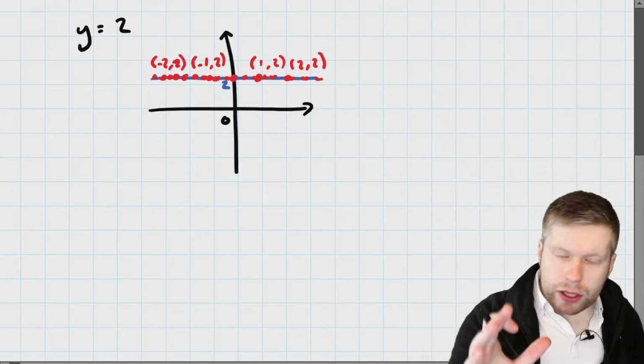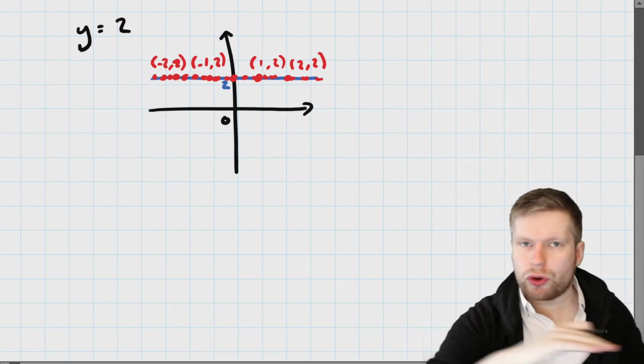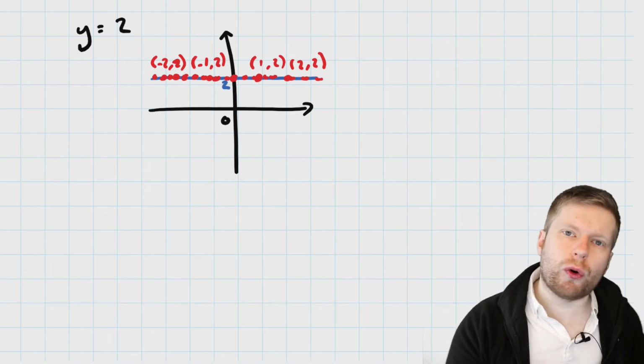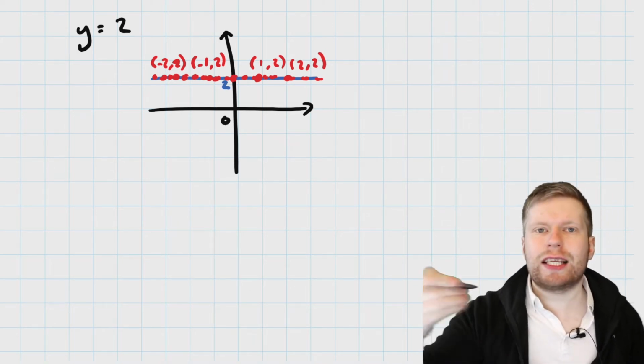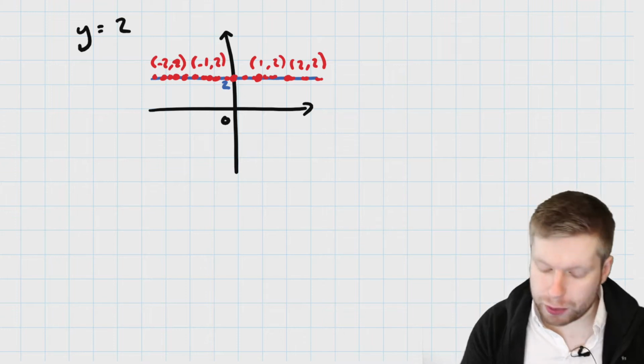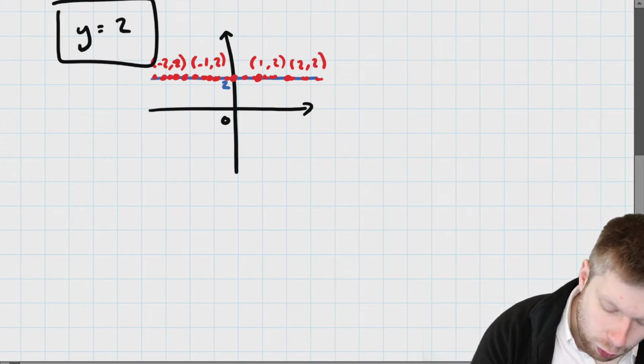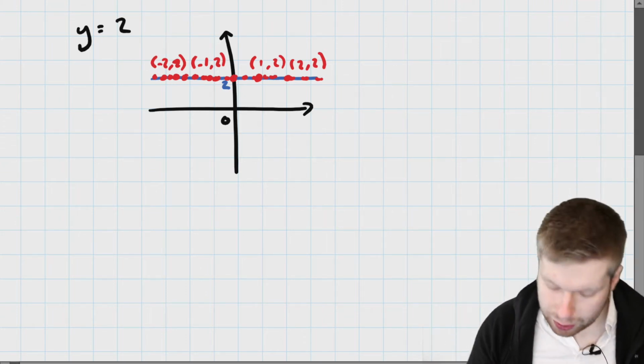So hopefully you realize that when you draw a line, when you draw a graph, you're not actually drawing a line. What you're actually drawing is a set of points which all follow the rule which you've been given. In this case, find me all the points which have a y coordinate of 2. All right, similar kind of thing then.